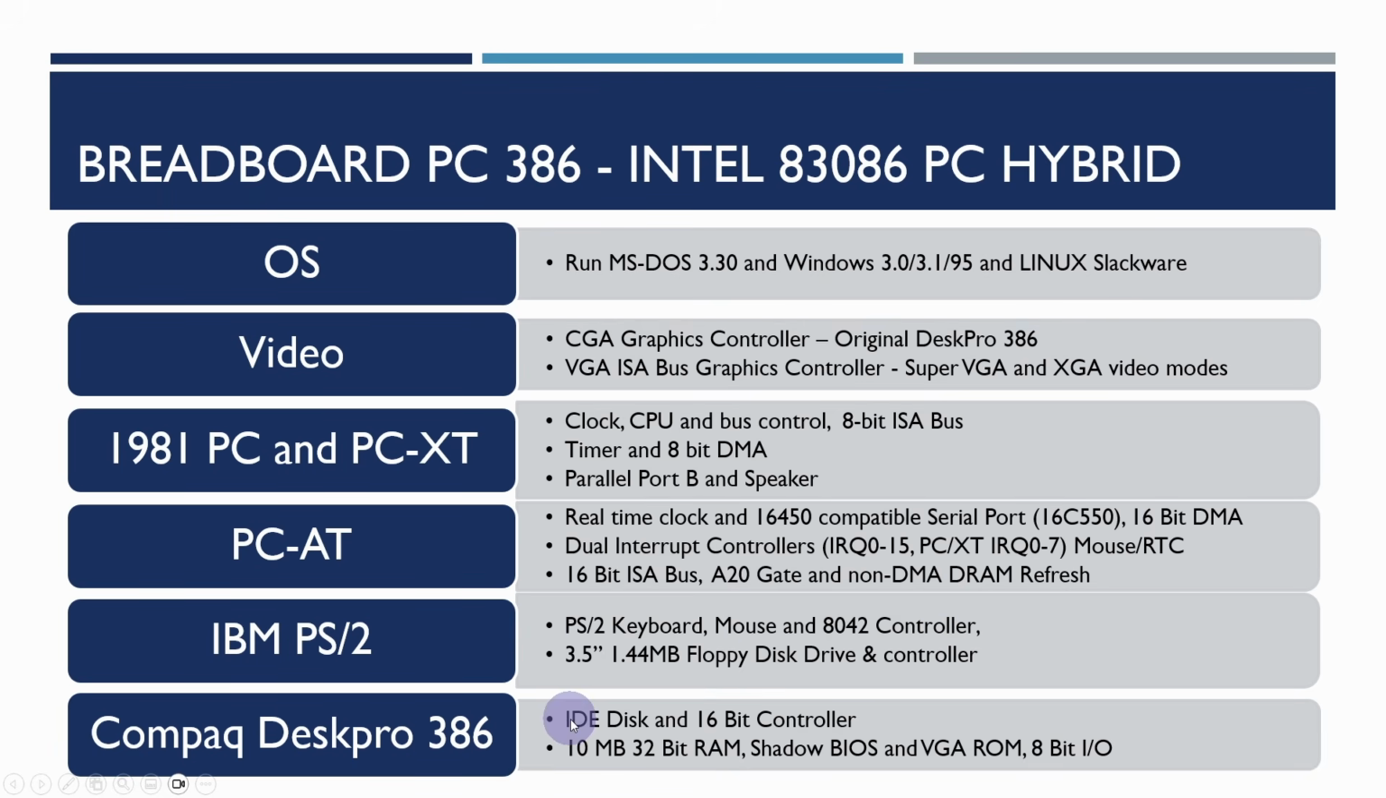But then with the DeskPro 386 we're going to be adding a 16-bit IDE controller, so I'm going to change the disk controller design to be more like the original DeskPro. I'm going to be adding 2 megabytes of RAM first, but then I'll add an extra 8 megabytes so we can actually run Windows 95 and Linux. And we'll also be looking at shadowing the BIOS and VGA ROM.